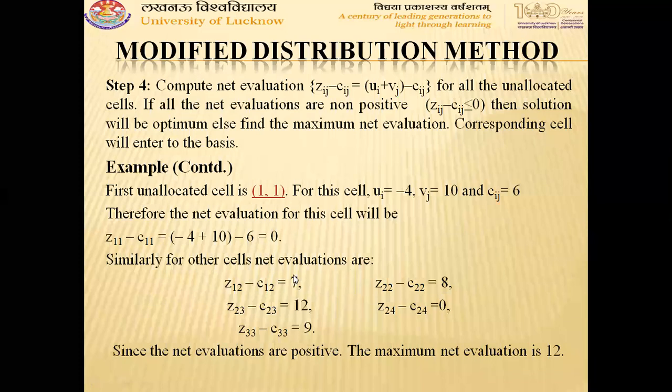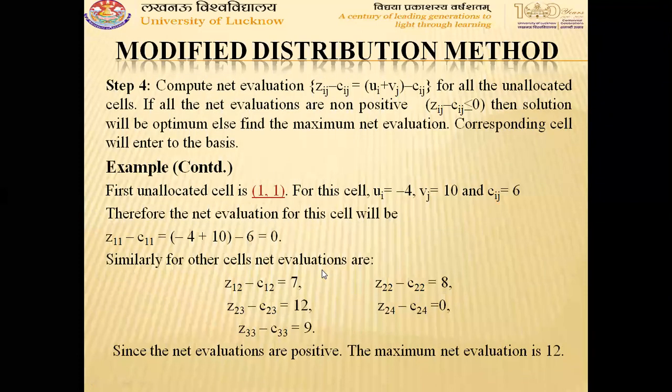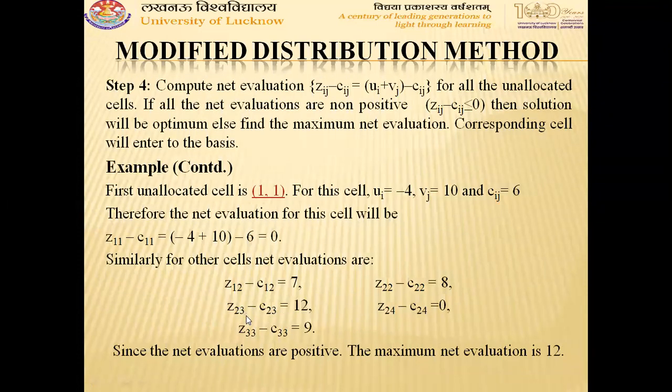So here you can see that the net evaluations are positive. Our solution is not optimum, and the maximum net evaluation among these is 12. So corresponding to this 12, the cell 2 comma 3 will enter the basis.